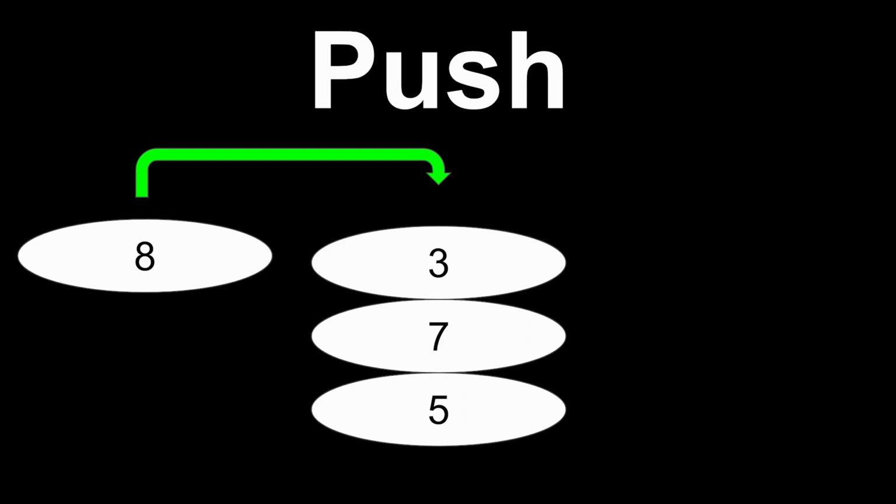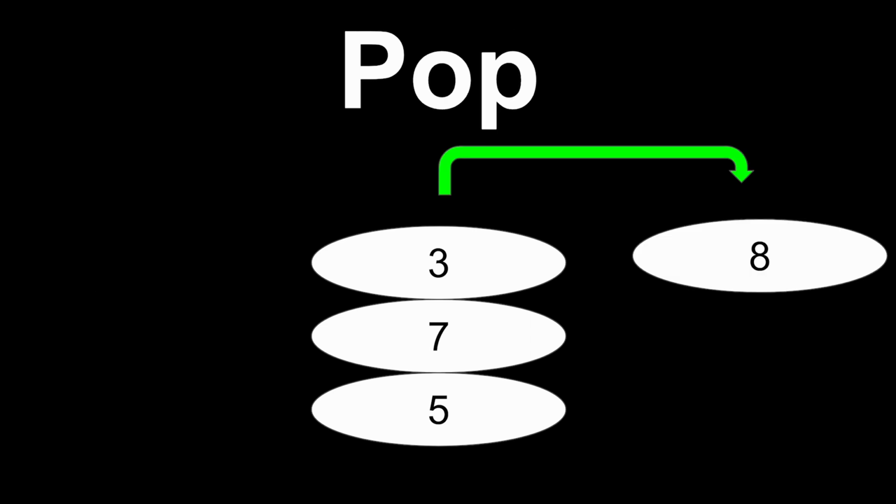Push operation is to add a new element to the stack. The added element is placed on the top of the stack. Pop operation is to remove an element from the stack. Typically, the element at the top of the stack is removed. The removed element is deleted from the stack.